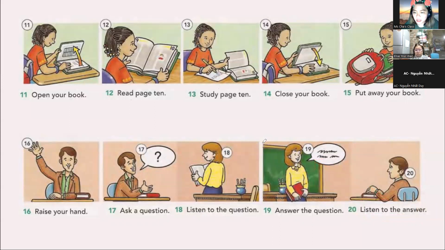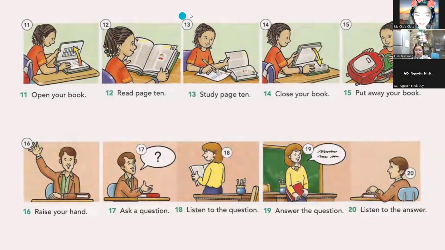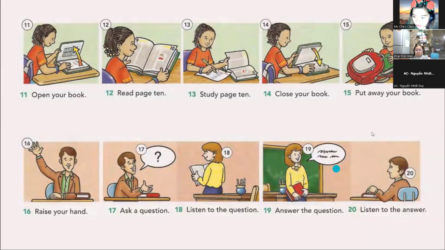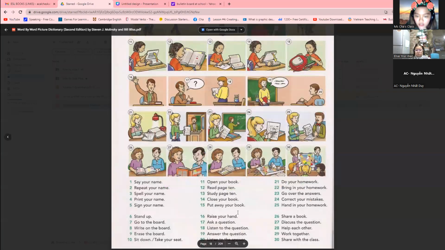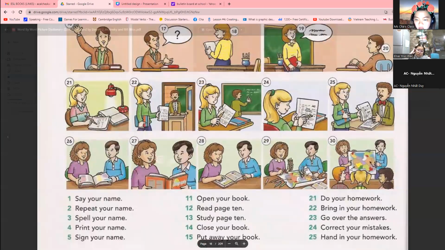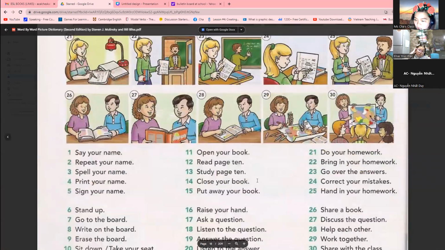Now, I was able to write only 20 of them, but here in the book, they are actually 30, as you see. So let's continue here with this one, 21.